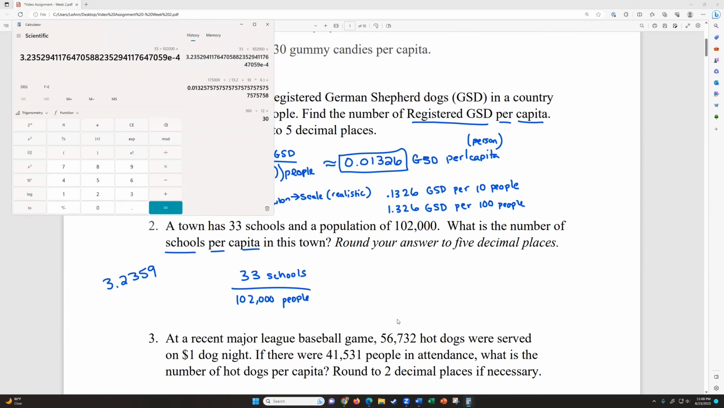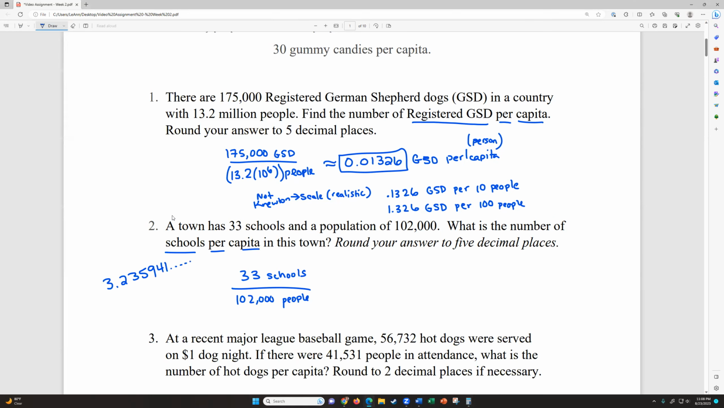9. Yours may not have done this, but my calculator did when it saw all of those digits. So that keeps going. And then it was times 10 to the negative 4 at the end. So I'm going to move my decimal 4 places to the left to turn this back into standard form. So I need to add in those zeros. So to round this to 5 decimal places, I need to go from my correct notation, no longer in scientific. So I'm in standard form, and we're going to have 0.00032. And that would be schools per person.